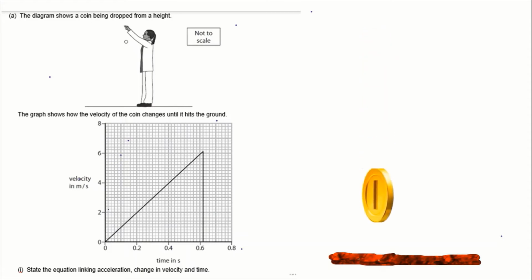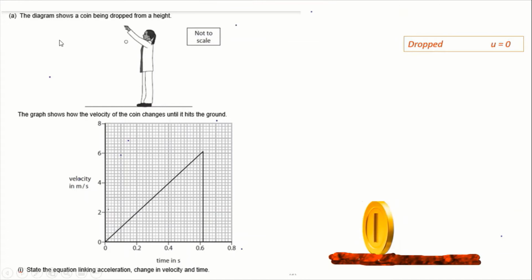What happens is when the coin is dropped, its initial velocity has to be considered as zero. That's a keyword. So you can see in this question, it says the diagram shows a coin being dropped. So when you see the word dropped, you need to assume that initial velocity is zero.